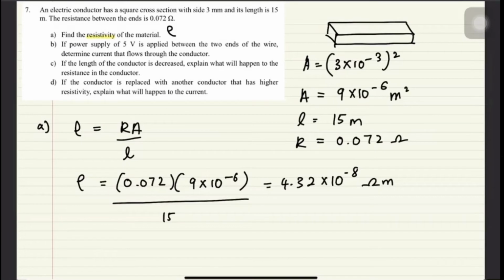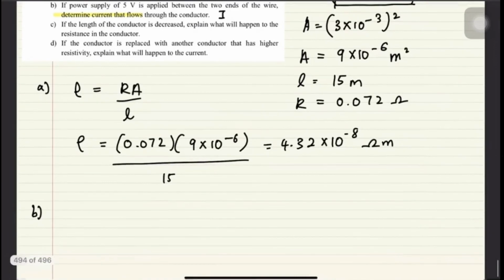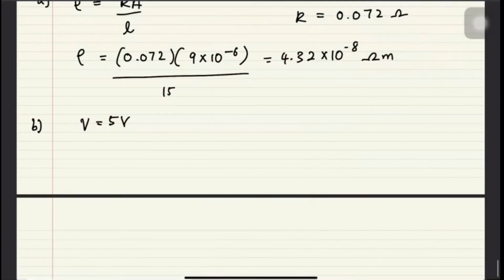Question B, if power supply of 5 volts supplied between the two ends of the wire, determine the current that flows through the conductor. So soalan B ni dia nak apa? Dia nak I. Okay, good. So kita ada V sebab dia kasih yang 5 volt kan. So dia kata V sama dengan 5 volt. They ask you to find I can use Ohm's law, where V is equals to IR and I is equals to V over R. 5 divided by 0.072.